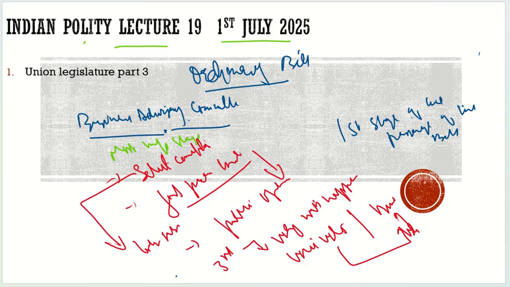Ordinary bill we discussed here, it can be introduced either in Lok Sabha or in Rajya Sabha. It does not need prior approval of the president. It can be introduced by private member as well as the minister. Requires simple majority of both the houses. Now, the another type of bill is the money bill.